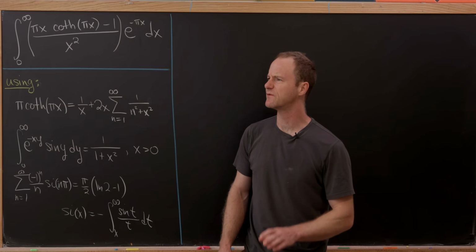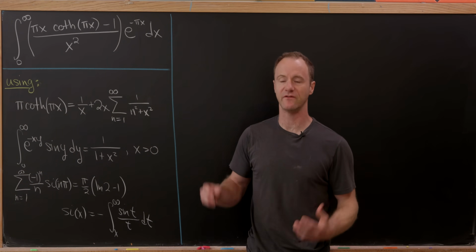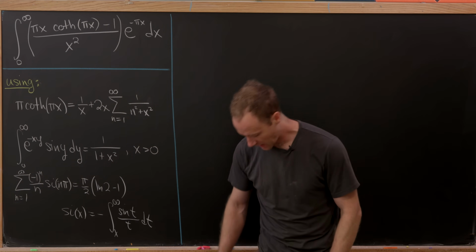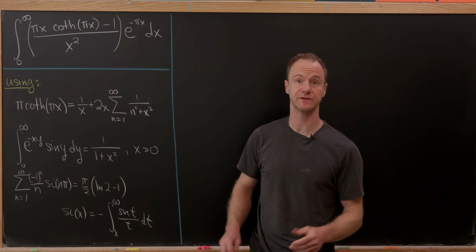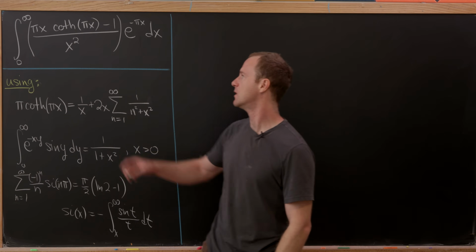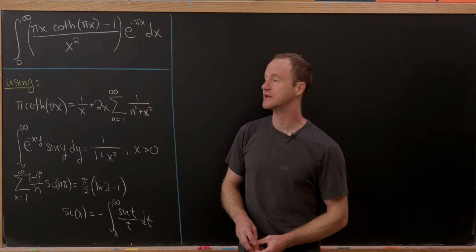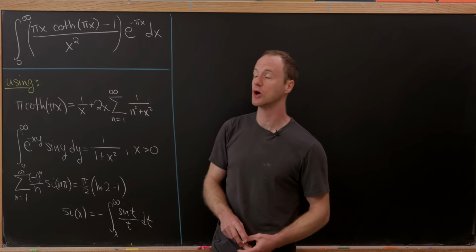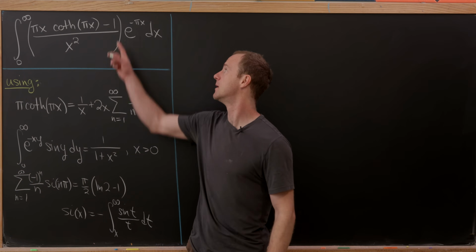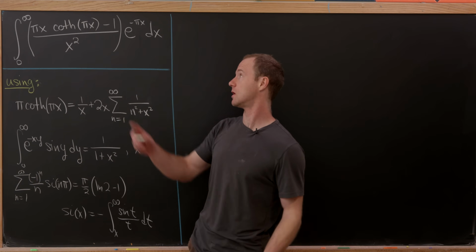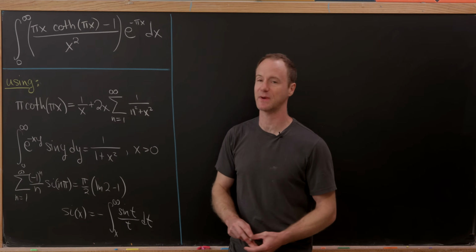So recently we've done some videos on the channel where we evaluate integrals using Fourier series as a trick. And I've got another one of those for everyone today. So let's see what we have. We want to evaluate the integral from 0 to infinity of (pi x times the hyperbolic cotangent of pi x minus 1) all over x squared, and then all times e to the minus pi x dx.